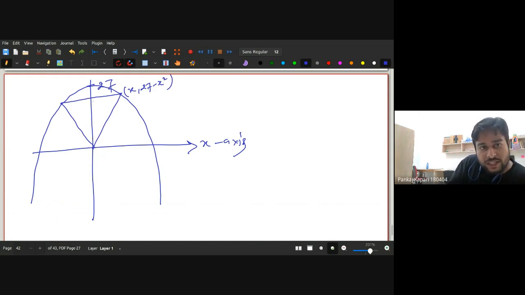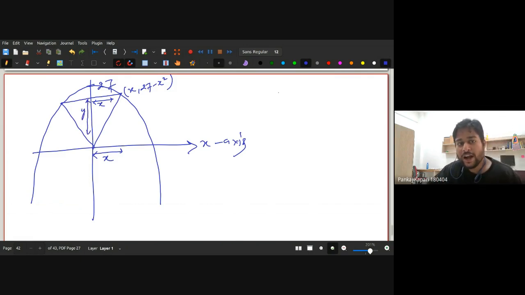So what is this length? This length is equal to x, right? This length is equal to this length x. And what is this length? This length is equal to y. So what is the height of our triangle?